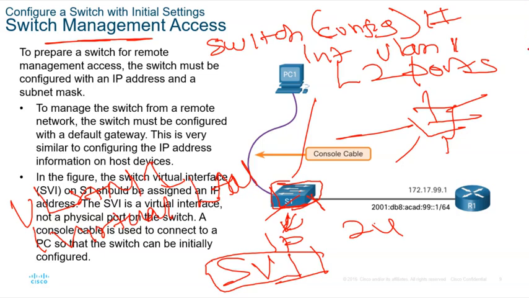So here is our topology. As you can see, a PC is connected to the switch, but this is a console cable, and then we have a router. Our intention is to have an IP address on this switch.